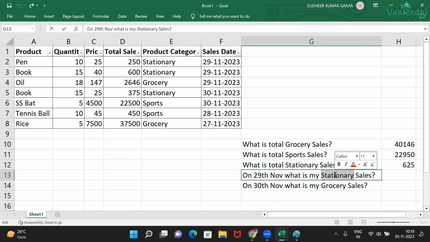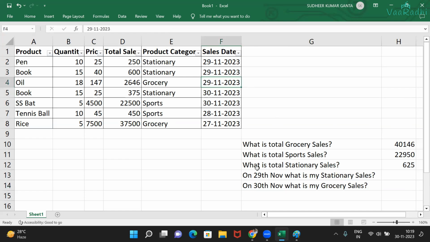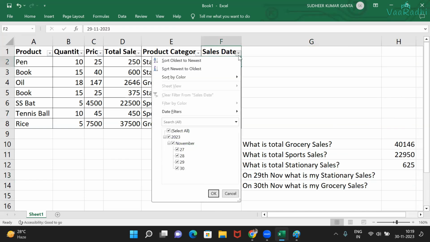How many parameters have I involved in my question? 2 parameters. Sale date and stationery, which is the product category name. So when I come to my sale data table, the first level filter needs to be applied on stationery or on the date? Date. Perfect, because my question is on 29th November. So first we have to isolate our data based on my query, choosing only 29th November.